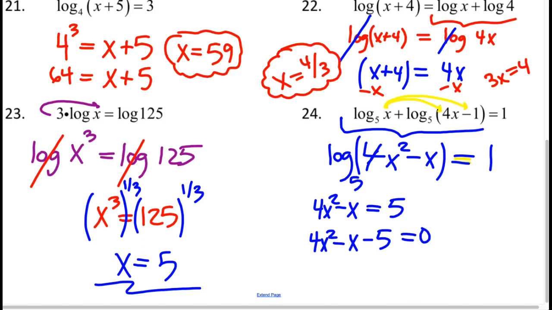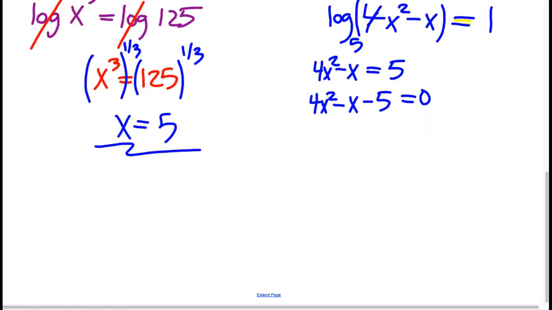Okay, that should factor, hopefully. So let's try to factor that up. Factors of 4x: I'm going to go 4 and 1, so I'll go 4x and x. And then 5, I'm going to put the 5 all by itself. So I'm going to put the 1 here and the minus 5 there. Let's check: my outside product is going to be 4x, my inside is negative 5x, and that adds up to negative x in the middle. Whew! So there we go.